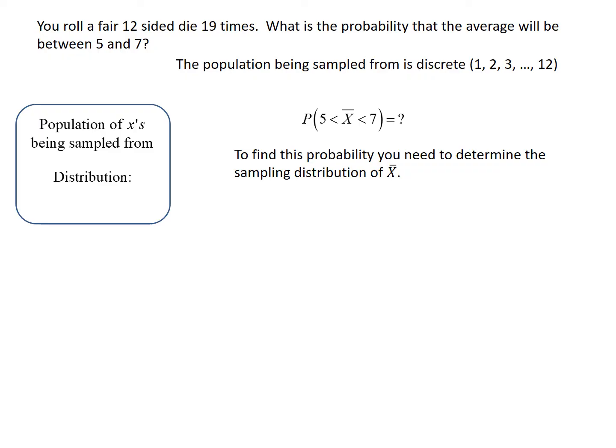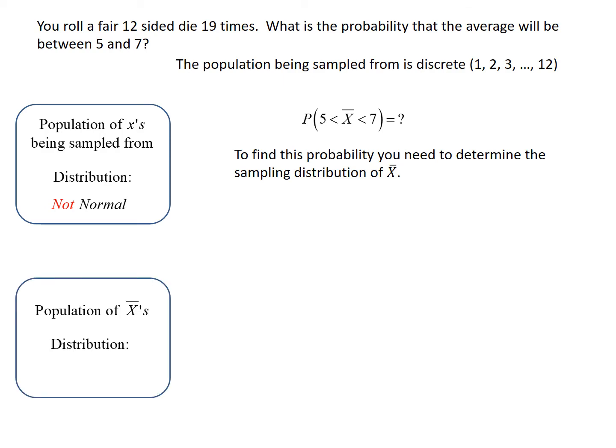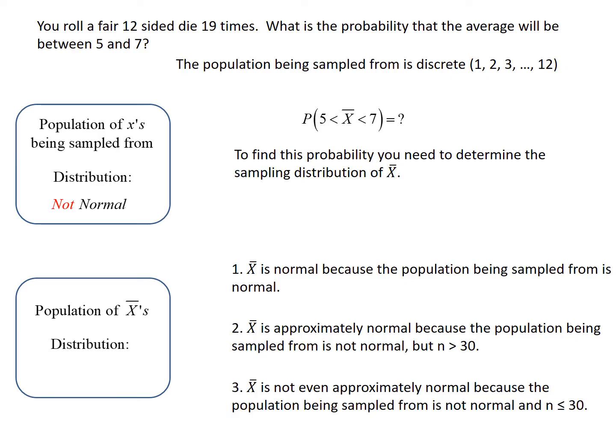Normal distributions are continuous. So the population we are sampling from is not normal. Now, what impact does that have on X bar? Again, the first thing we want to check in our checklist is: is the population we're sampling from normally distributed? Because if it was, then X bar would be normally distributed. But in this case, no.